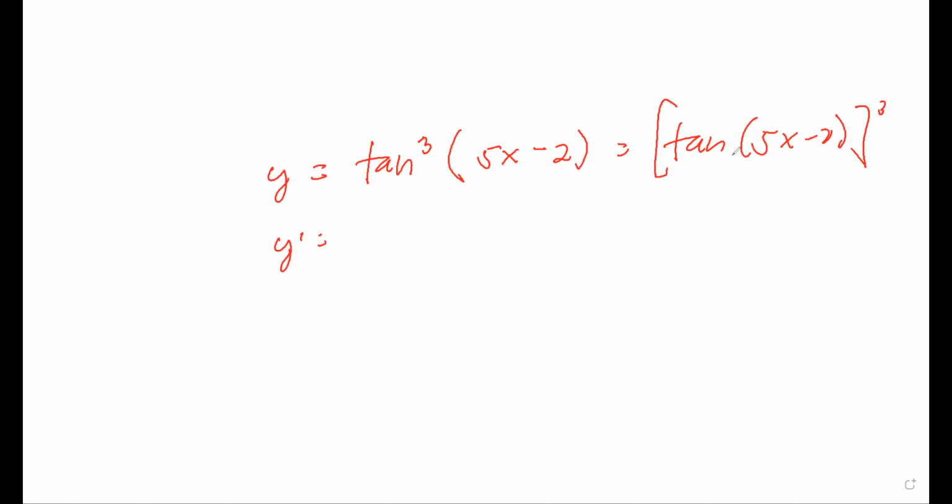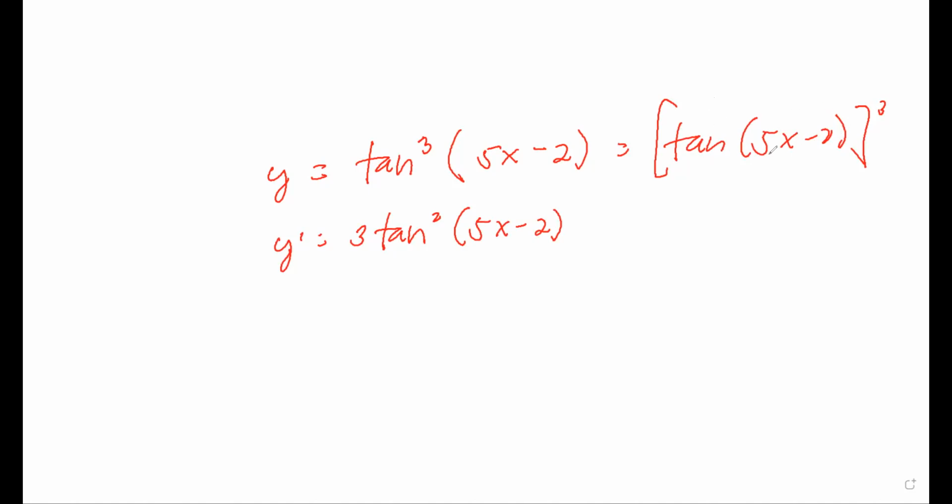So again, this is the power. So power rule first. The power rule will become 3 tangent, subtract one, so that will become tangent squared of 5x minus 2. Times, then, not yet the derivative here, because it's like a power: you have a variable raised to 3. So you use the power rule.